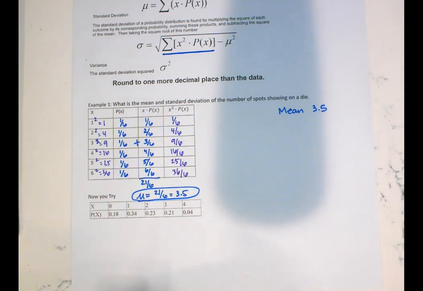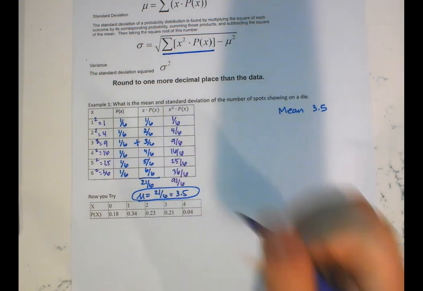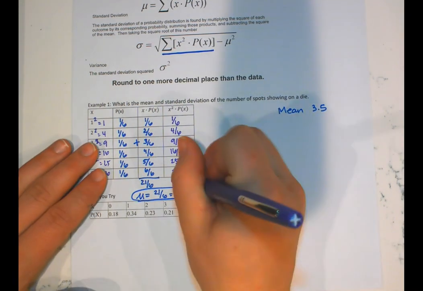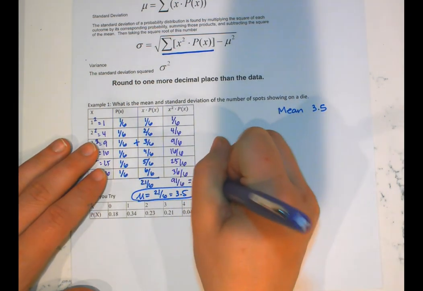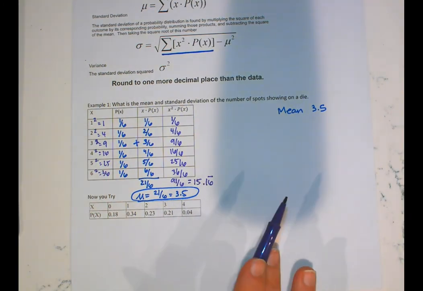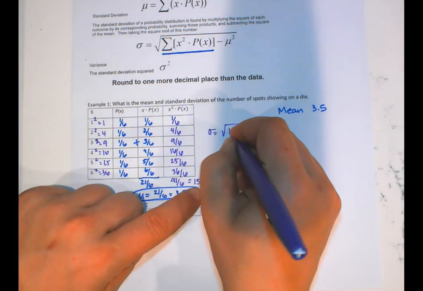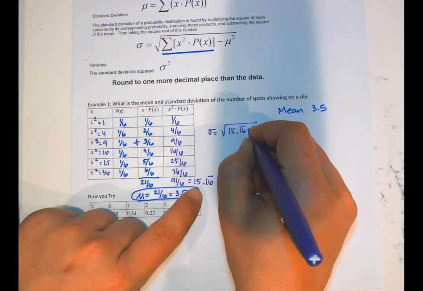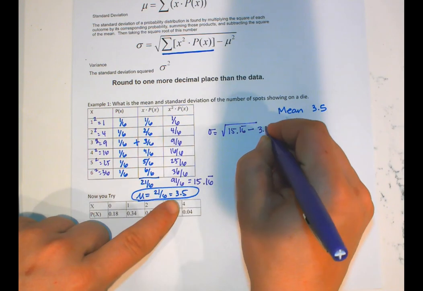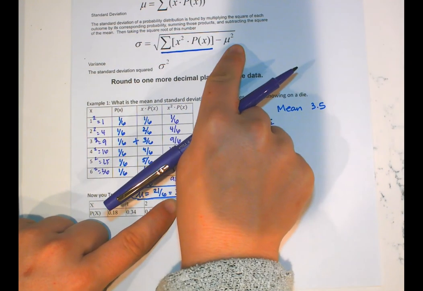So then I would add all those up. 1 plus 4 plus 9 plus 16 plus 25 plus 36. And I would get 91/6, which is 15.16 repeating. Now, this is not my standard deviation when I add them all up. Remember, to find my standard deviation, I'm going to take that value and then I'm going to subtract it from my mean squared. Right? I'm going to take that value and subtract it from the mean squared.